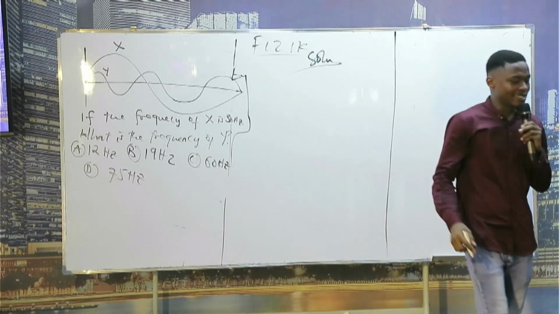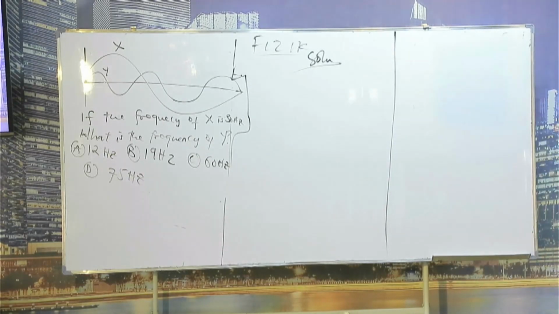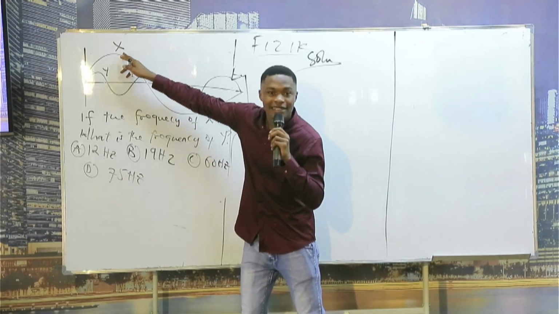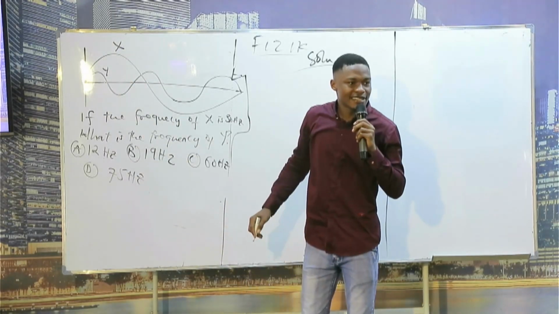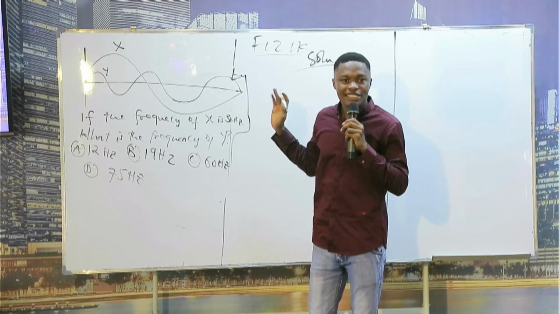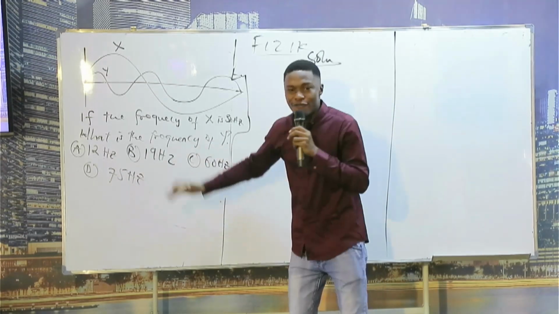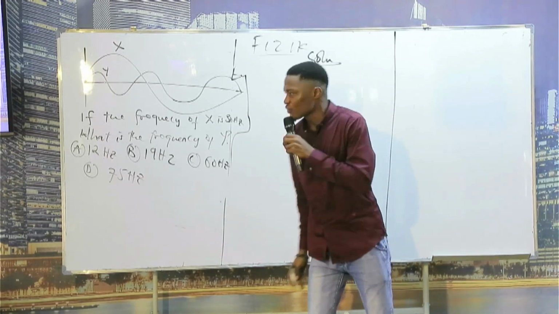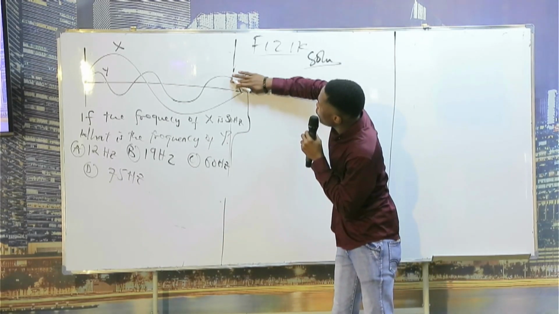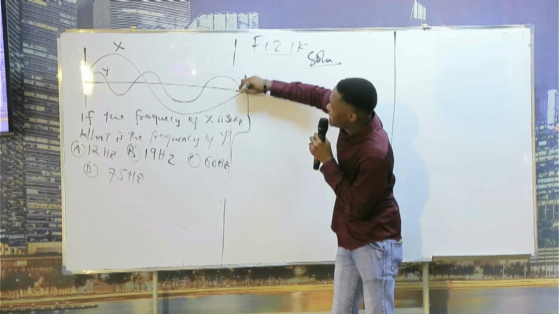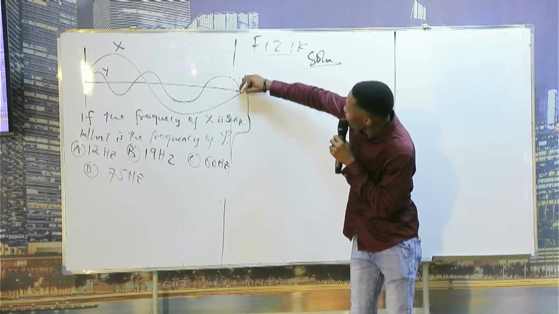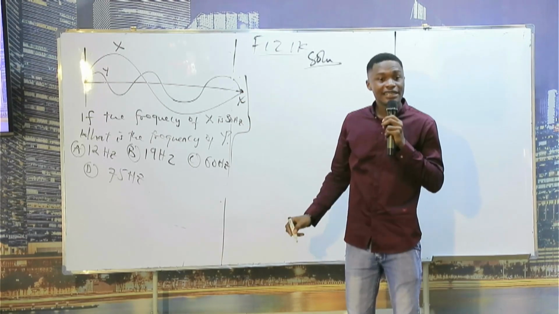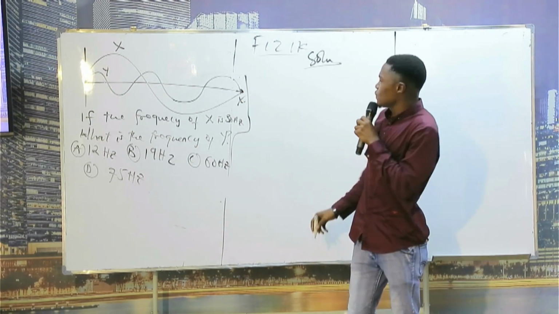Class, what did they say we should find? The frequency of Y. But did they give us the frequency of X? We know the frequency of X. Let's start from the known to the unknown. Do you observe that both of them stopped at the same point? Let's call that time where both of them stopped T.